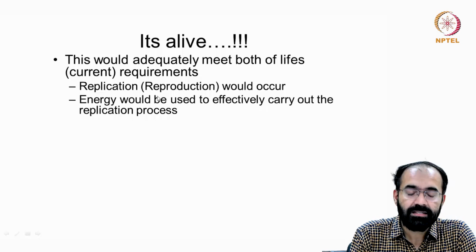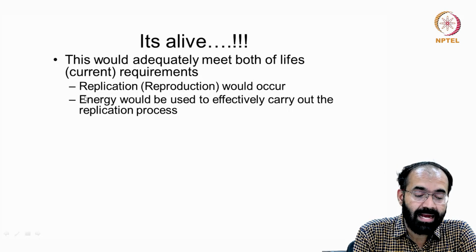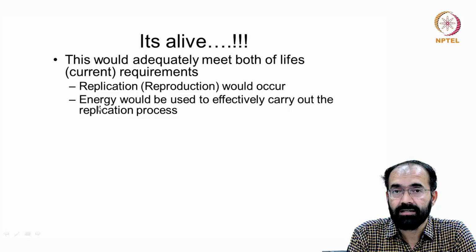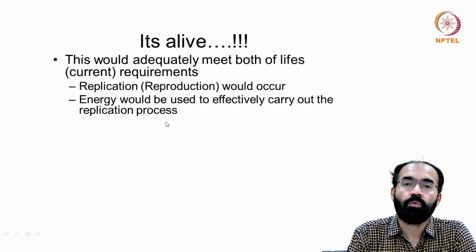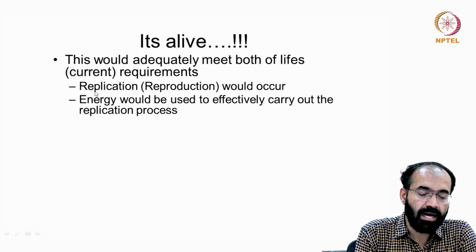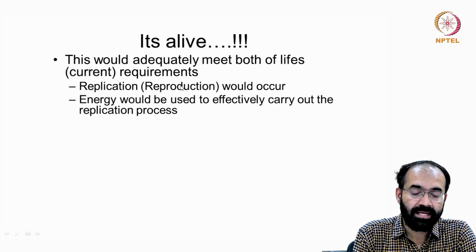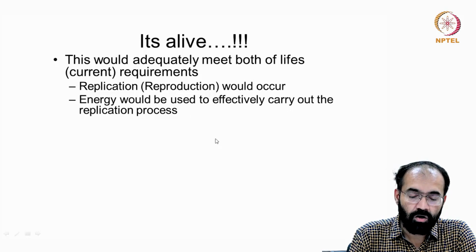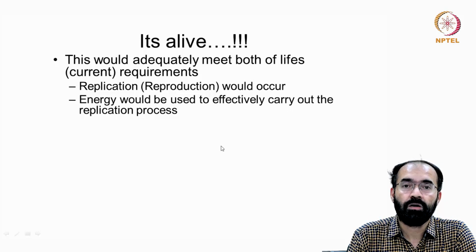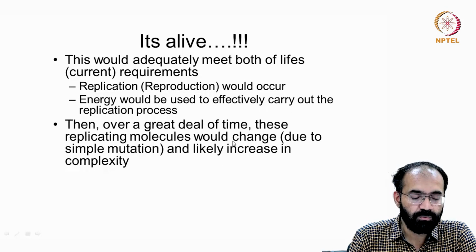The replication, which is nothing but reproduction of itself, would occur, and the energy. Remember, we defined life in the beginning. That means all the major things it requires are the ability to make a copy of itself and the ability to utilize energy. So the RNA can technically make a copy of itself and it can also utilize the energy, either by chemical means or by physical means, which allows the replication to happen smoothly.